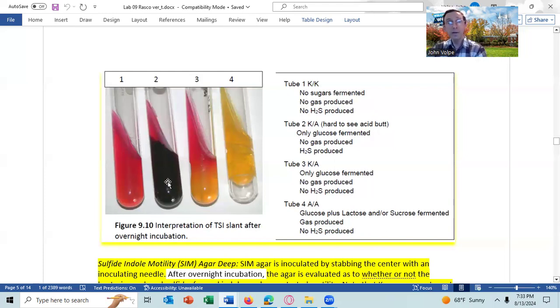All right. This tube here is black in the butt, and that's because hydrogen sulfide was produced. It is red on the slant, so this is only fermenting the sugar glucose, because if it was fermenting lactose or sucrose, it would be yellow on the slant. You can't see it, but if it's black in the butt, that means it is fermenting a sugar, and only the glucose is fermented because it's not fermenting sucrose or lactose. There's one other thing you can look at, and that's the production of gas. If you see the breaking of the agar, a little bubble in the agar or a bubble at the bottom of the agar, then there's gas production in the fermentation.